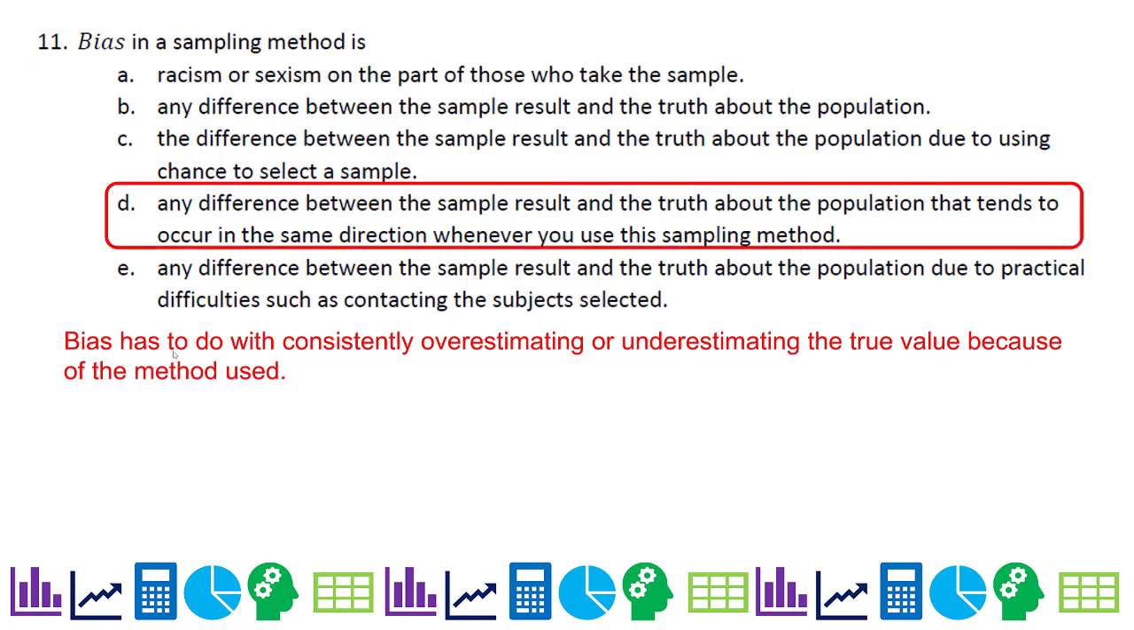So any difference between the sample result and the truth about the population that tends to occur in the same direction whenever you use this sampling method.